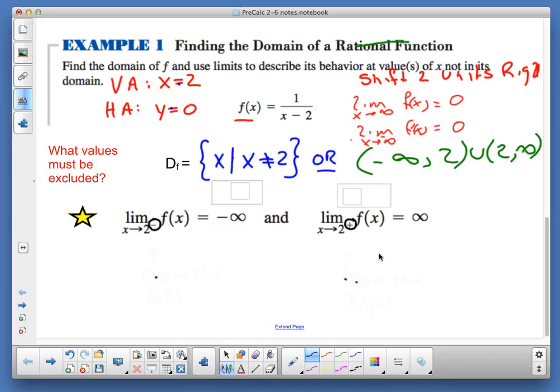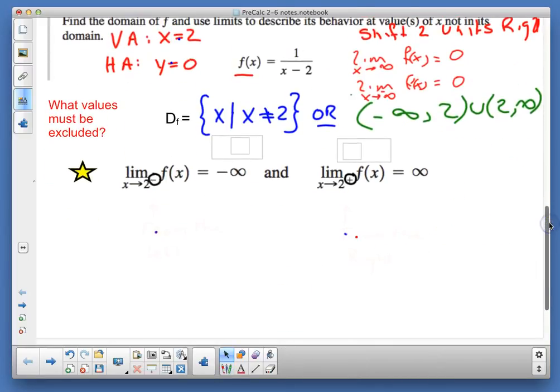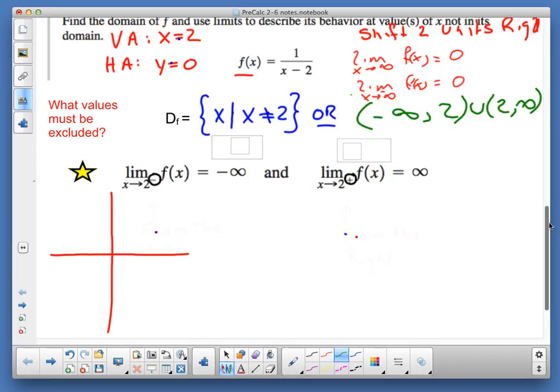So if I've got this graph put in here, just so we can look at it and have an idea of what's happening with it. I told you my asymptotes: I've got x equals 2, and I've got this coming across as my horizontal. And I am checking this as I come into my graph from the left side of 2.